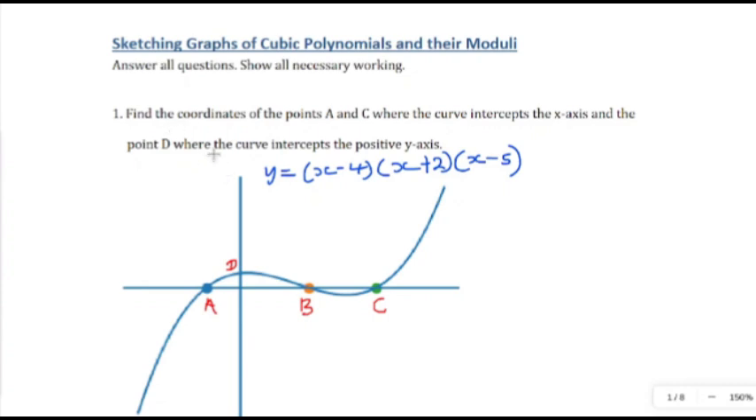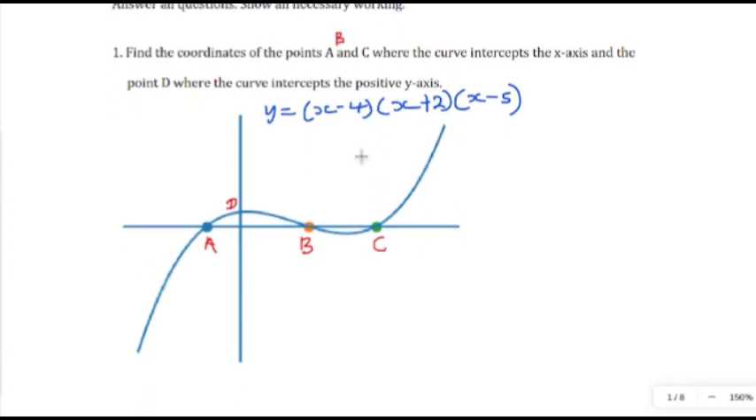Question 1. Find the coordinates of the points A and C where the curve intersects the x-axis and the point D where the curve intersects the y-axis. Okay, so clearly we're also going to find point B. So what happens here? This is the equation given to us: y equals (x minus 4)(x plus 2)(x minus 5). So let's quickly work out what this will be.